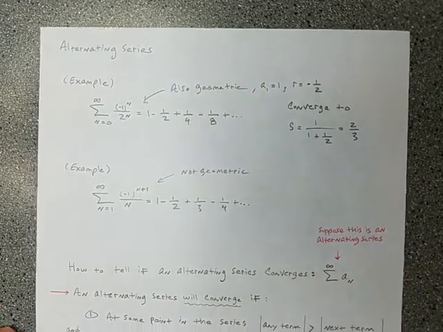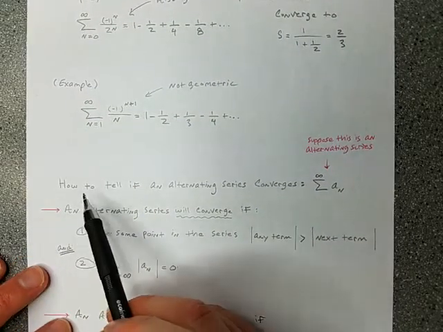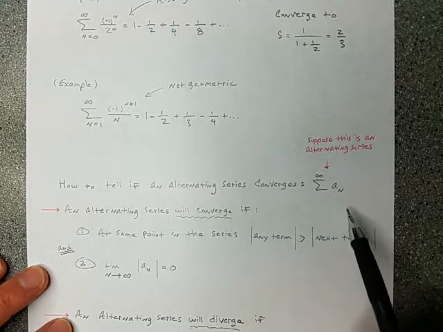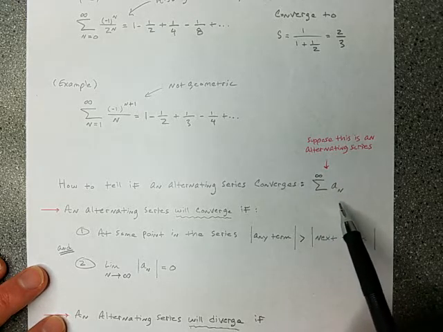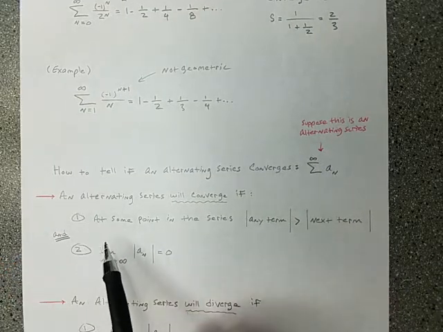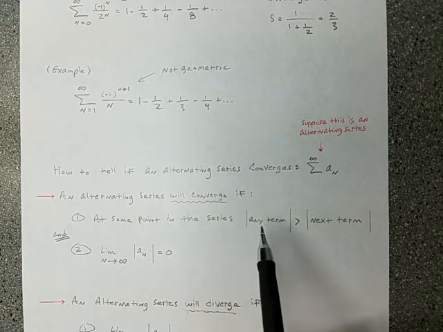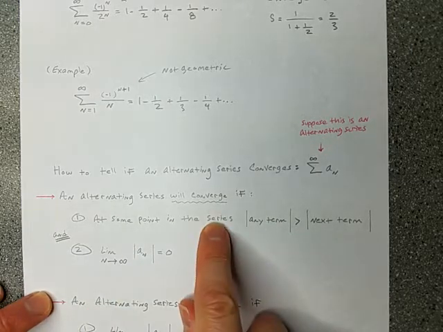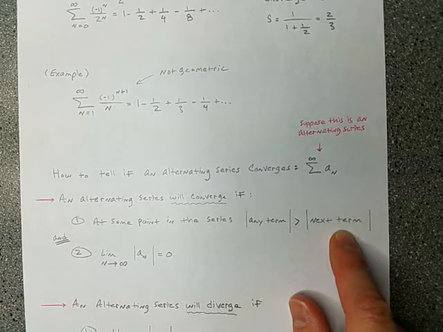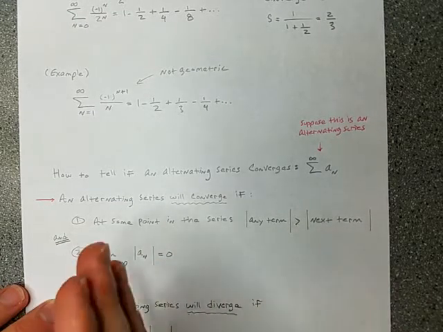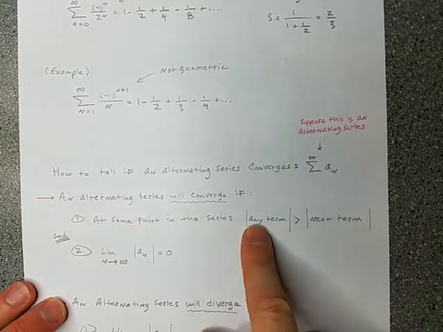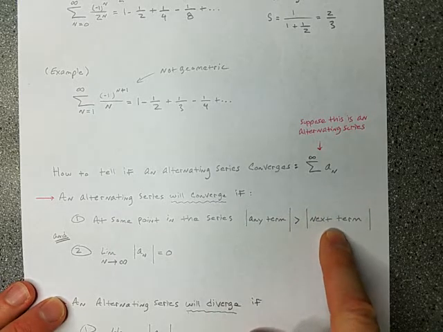All right. So our next issue is, how would you know if an alternating series converges to something? So let's just, for generic terms right now, take this as an alternating series. So suppose that's an alternating series. There's just two things to verify. An alternating series will converge if at some point in the series any term is more than the next term. Okay? It doesn't have to be at the beginning, but there's got to be a point in the series where after that point, any term is bigger than the one that comes after it.